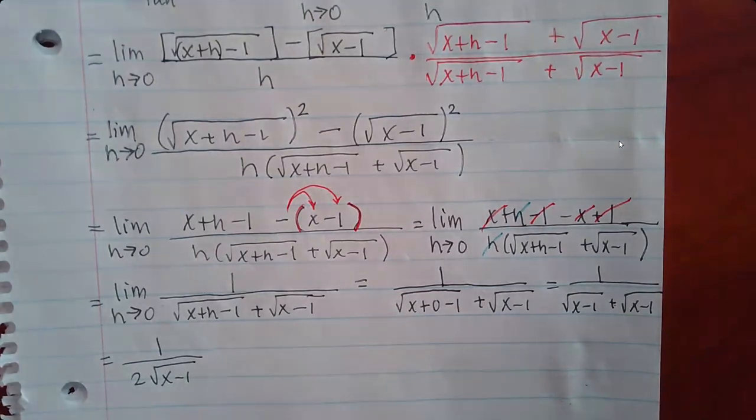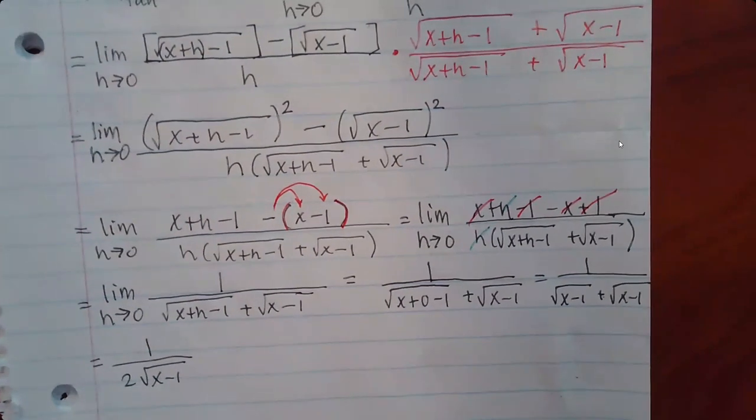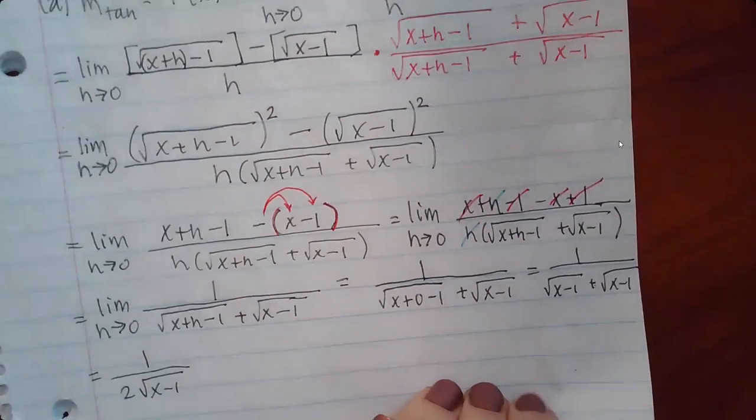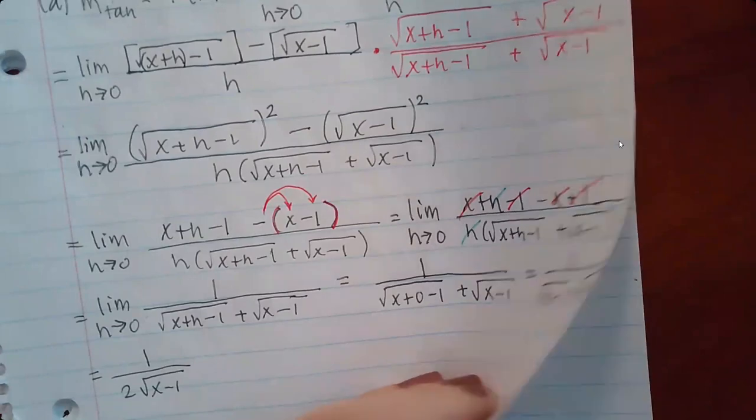Being able to identify insides and outsides, that's the hard part. Once you figure that out, and I'll give you some tips on how to know. Basically, what I always tell people is if the base of your exponent is not just x, or the inside of a radical is not just x, the inside of your trig function is not just x, then you have to apply the thing. You don't have a choice. If the argument of your logarithm is not just x, you got to apply chain rule.